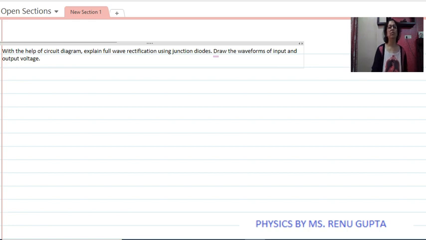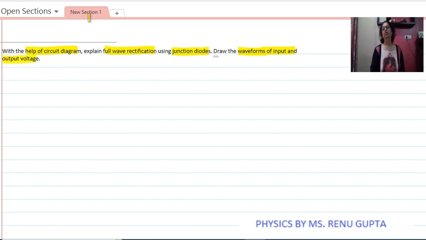We are doing the question which is based on the topic of semiconductors. The question here is, with the help of circuit diagram, explain full wave rectification using junction diodes. Draw the waveform of input and output voltage. This is for board examination. +2 board examination. This question normally comes in board exam.